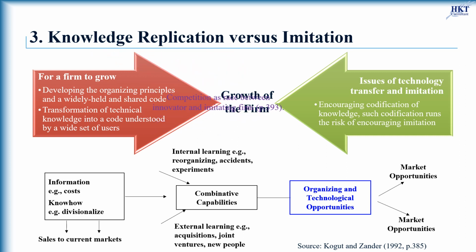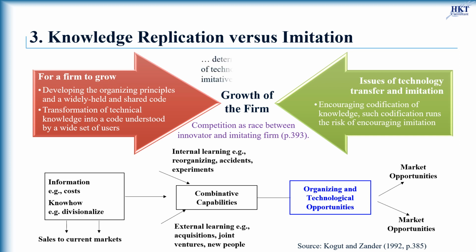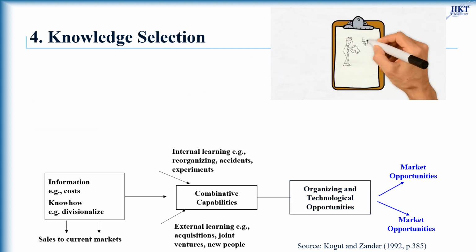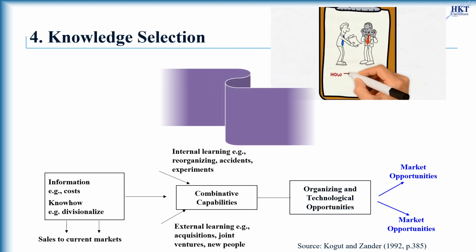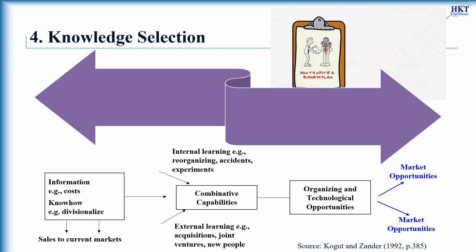The nature of this competition is frequently characterized as a race between an innovator and the ability of the imitating firm to reverse engineer and decode the substantive technology. The growth of the firm is determined by a combination of the speed of technology transfer and of the imitative efforts of rivals. Up to now, Kogut and Zander have explained the role of organizing principles to facilitate the transfer of technology and ideas within the organization of the firm.